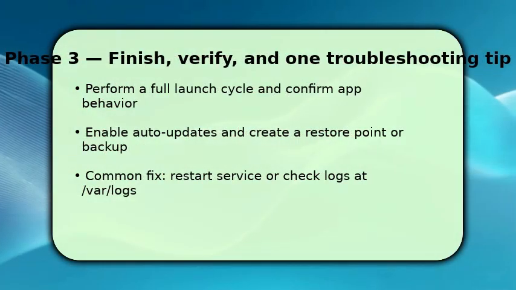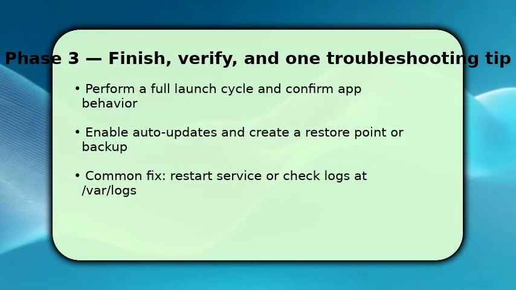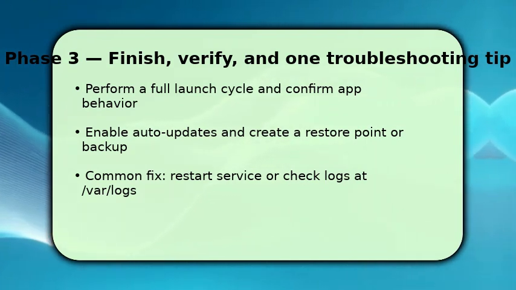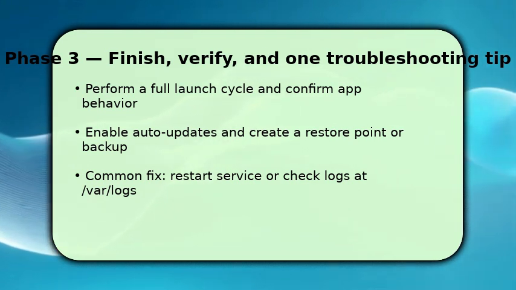You finish by running a full launch cycle, opening each app to confirm expected behavior and permissions. Once satisfied, enable auto updates and create a restore point or backup, because that lets you roll back quickly if something breaks. If something goes wrong, first restart the launcher service.